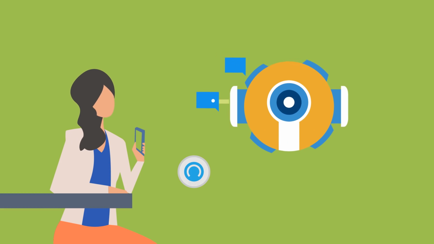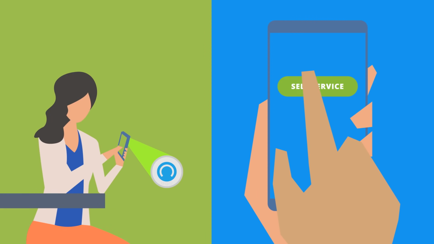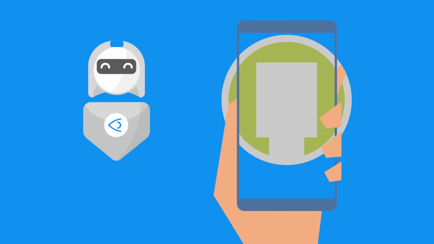The IVR now asks the customer to show their issue, instantly deflecting the call to self-service. And that's where the visual virtual assistant comes in. It identifies the issue and guides the customer with augmented reality.